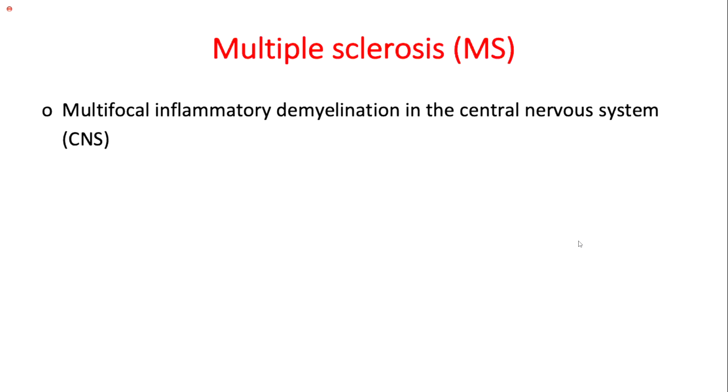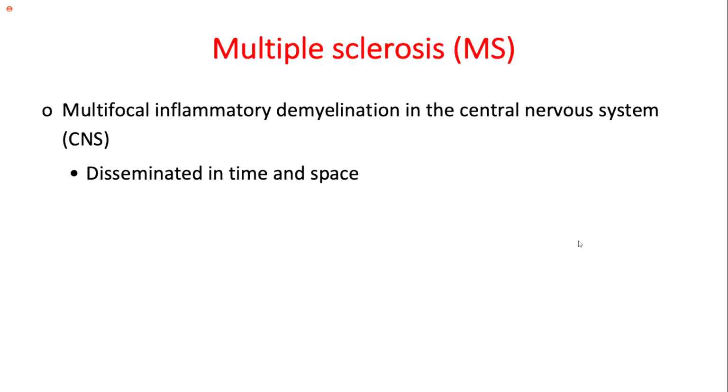Is that good enough to know about multiple sclerosis? No, you need to know something more. What is that? There has to be dissemination in time and space. What does that mean? Dissemination in time means that you get two different lesions at two different times. Space doesn't mean space as space. It means in the central nervous system.